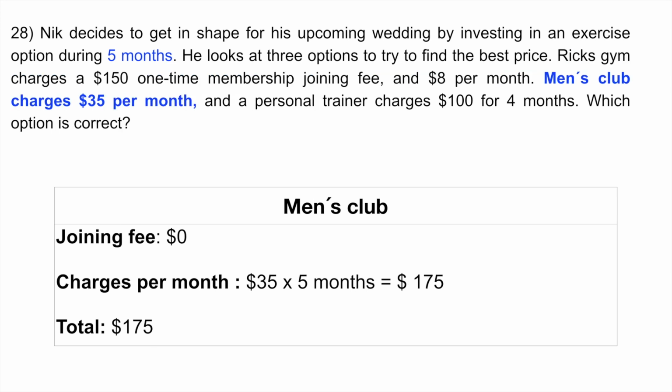All right, the Men's Club tells us they don't have a joining fee, so there's a 0 here, and they charge $35 per month, and we're going to be using it for 5 months. So you just multiply that. That gives you $175.